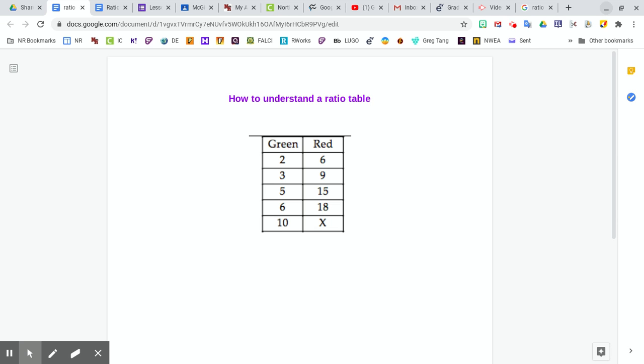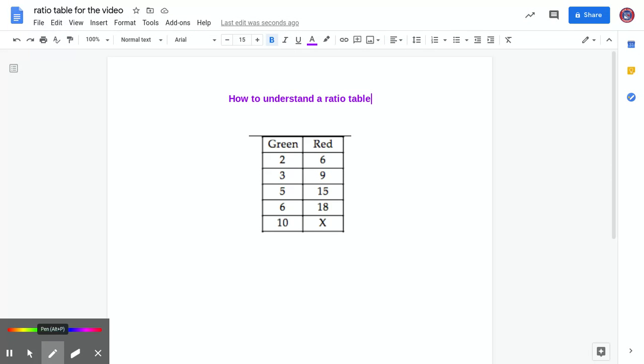So I've had some kids that are confused about reading a ratio table, so I figured I'd make this short little video to understand a ratio table. So that's why I came up with the clever title, How to Understand a Ratio Table. So we look at relationships.